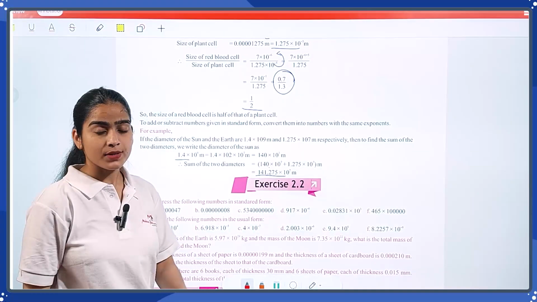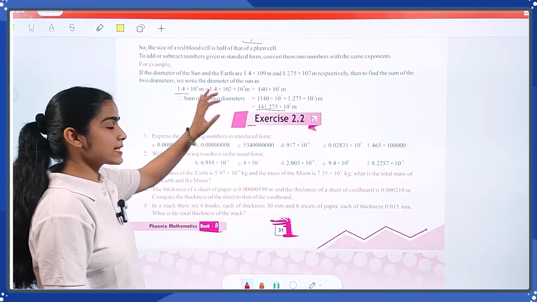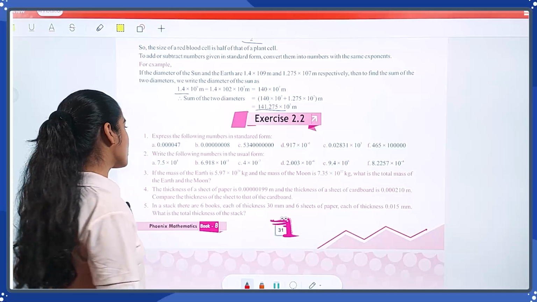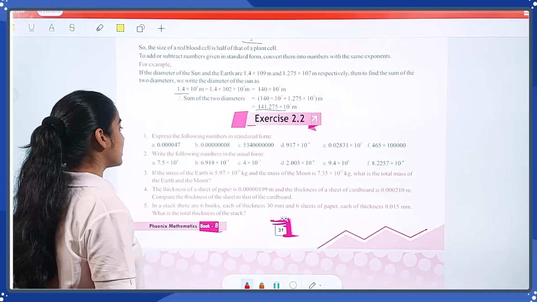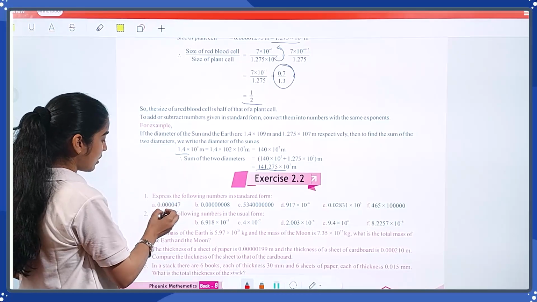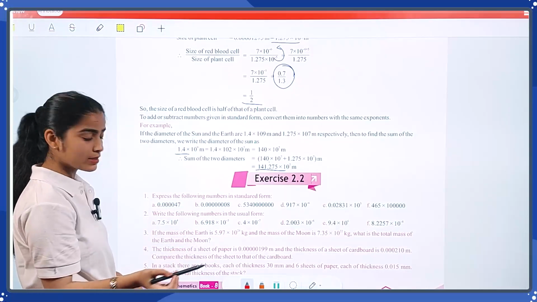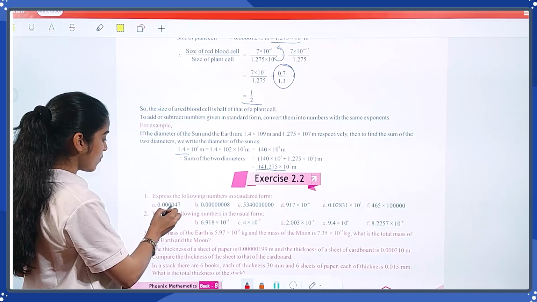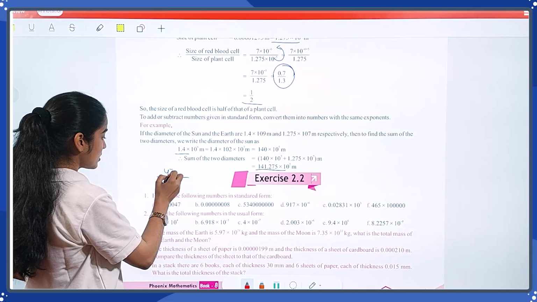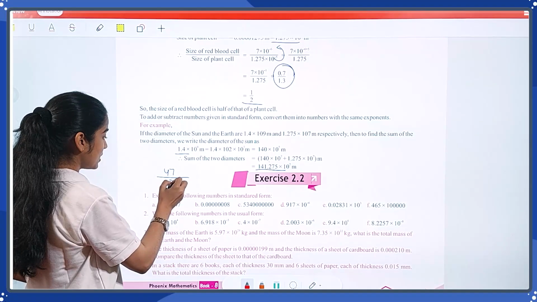So students, now we will start our next exercise, which is 2.2. So are you ready? Okay. Express the following numbers in standard form. We already did this in our previous concept. So let's count the digits. How many digits do we have after the decimal? 1, 2, 3, 4, 5, 6. So 4, 7, 10 raised to the power minus 6.